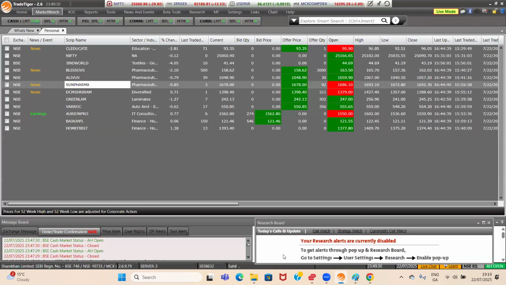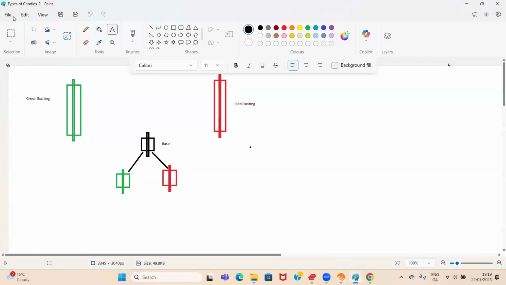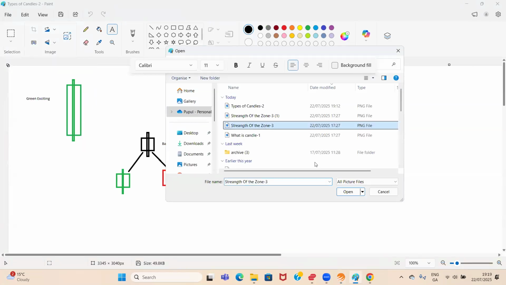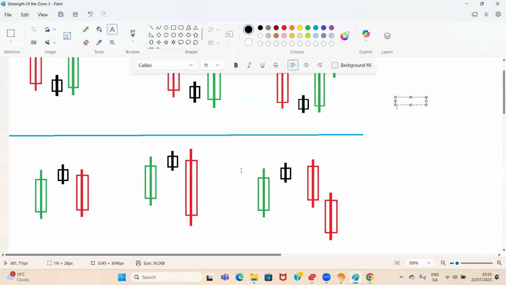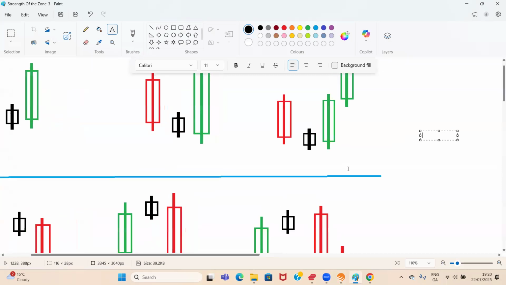So for that, let's go back to this slide, the new slide. And more often than not, you will see these kind of patterns on the chart.